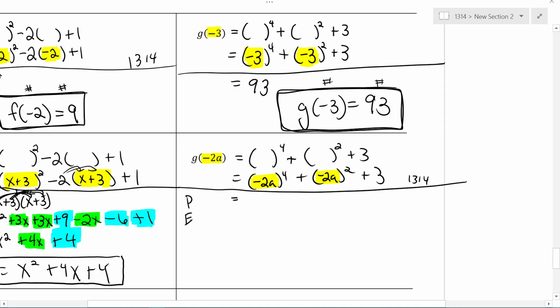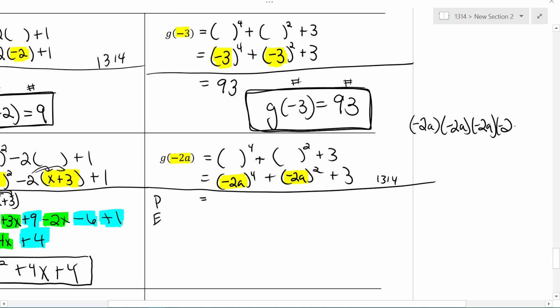Do I have any exponents? Yes, I do. Now you have to pay careful attention to what I'm doing here. Remember that -2a is what's in the parentheses and it's raised to the power of 4. That means that I have to multiply that times itself 4 times. So pay careful attention here. This is going to pop up in your homework.